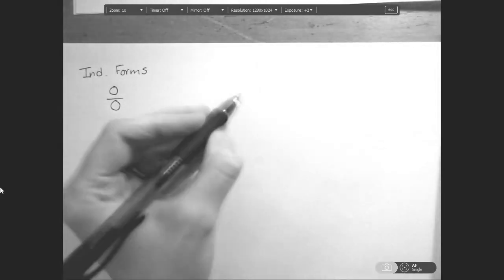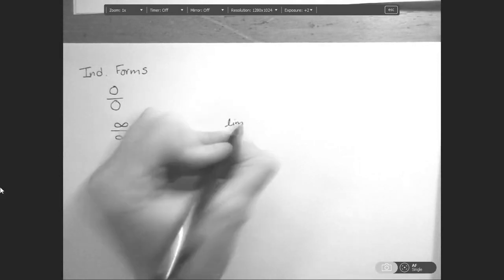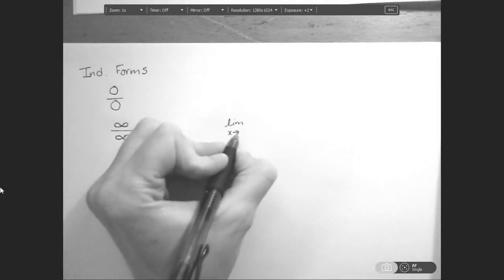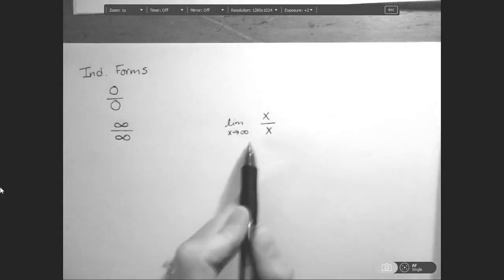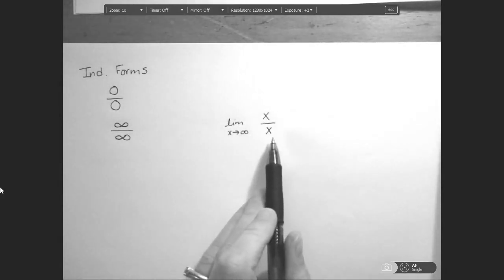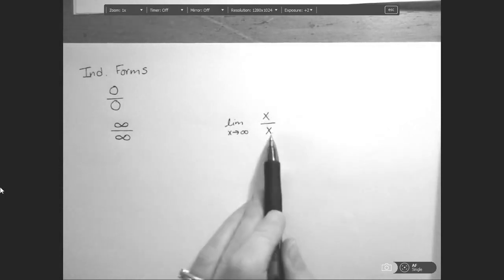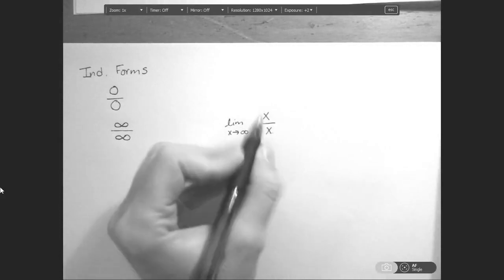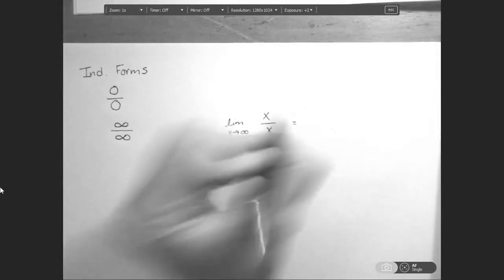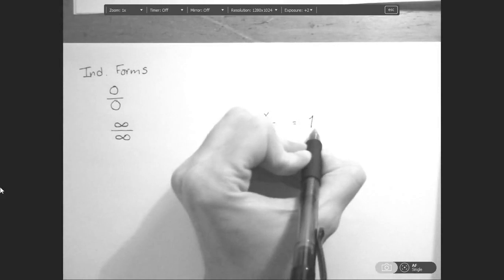We could think of an example of, let's say, the limit as x approaches infinity of x over x. This looks like infinity over infinity, right? And in this case, our infinities are exactly equal to one another. They're exactly equal to x over x, which in this case is actually just going to be 1, right?